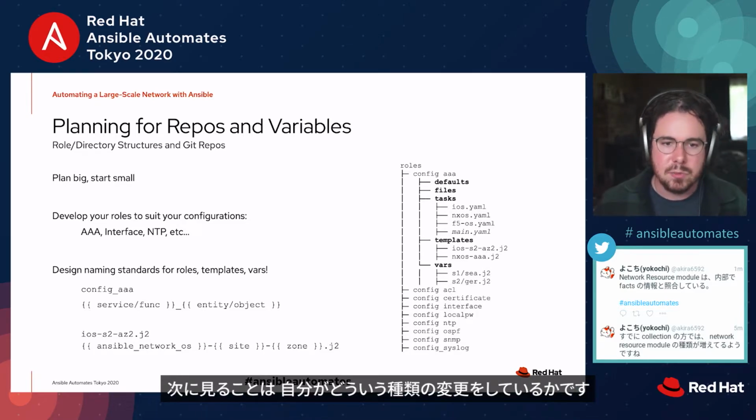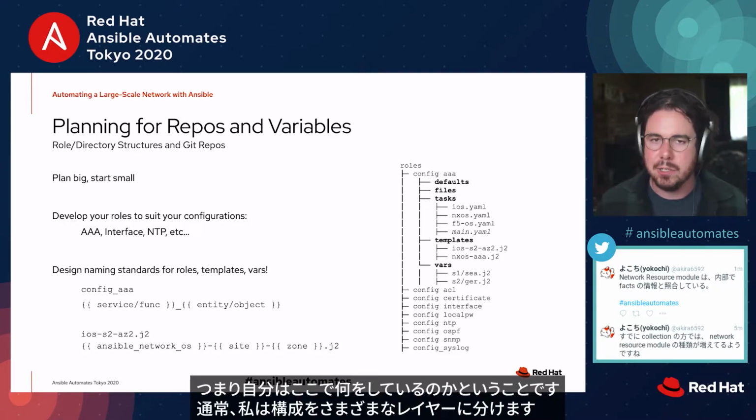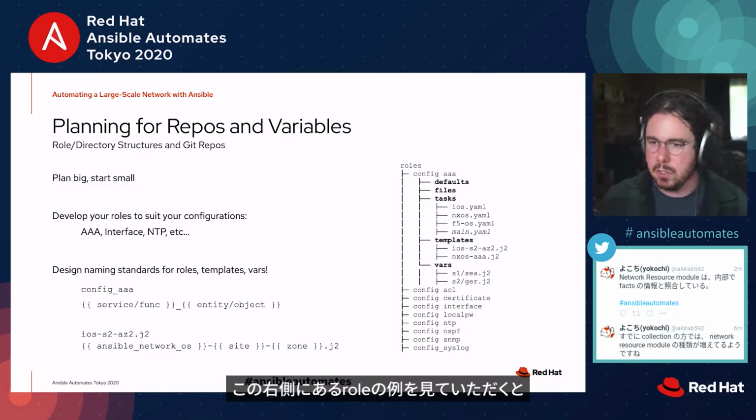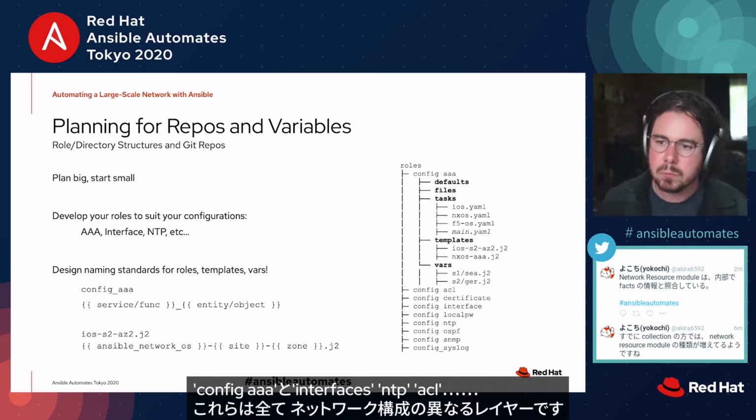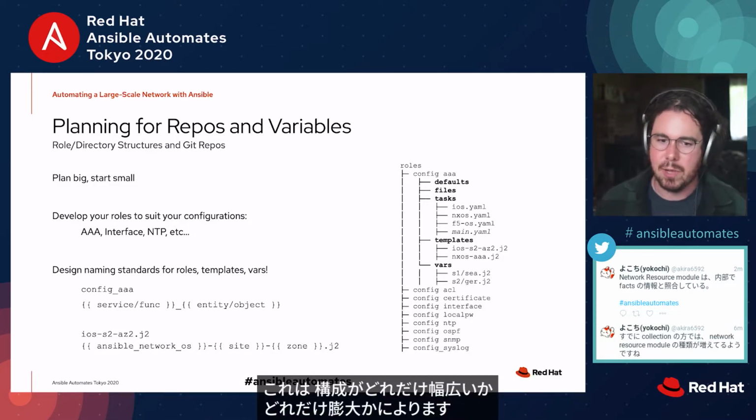The next thing I look at is what types of changes am I making? What are the network devices? What configurations do they have? What am I doing here? I normally break down my configurations into different layers. If you take a look at the role example that I have over to the right, the config AAA and interfaces and NTP, ACL, all of these are essentially just a different layer of your network configuration. So for the most part, I generally break down each of those layers into their own individual folder, repo, whatever that needs to be, depending on how broad or how vast your configurations may be.